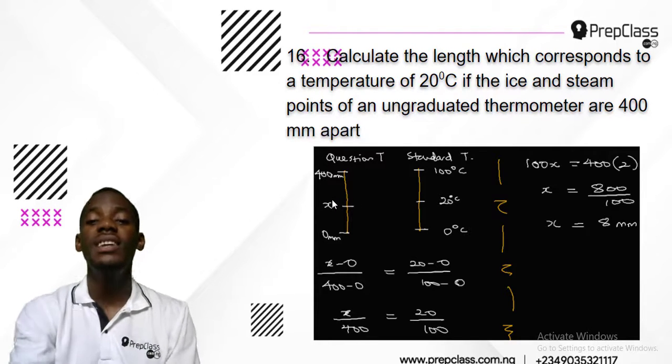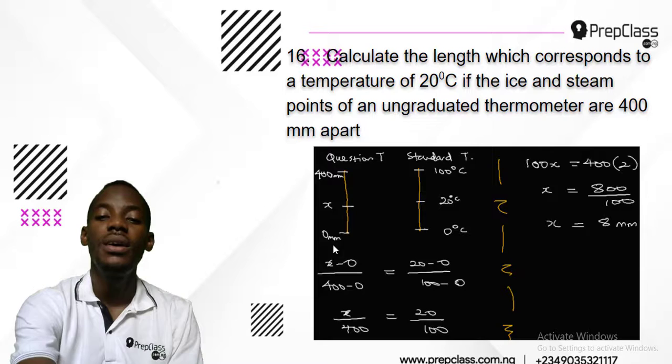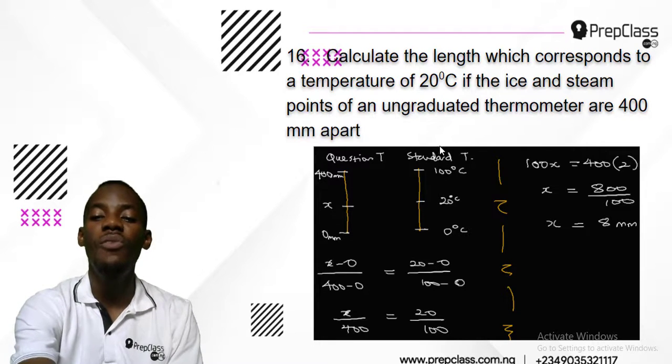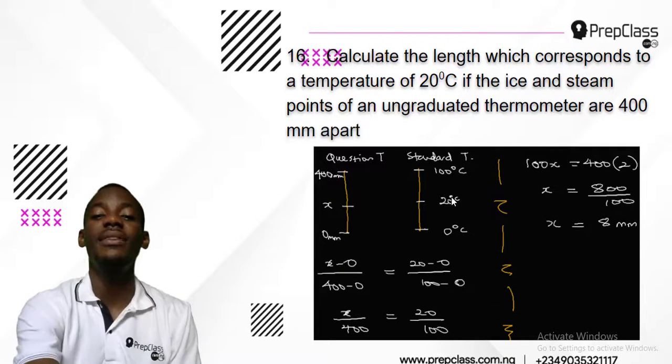So how do we do it? This is the way to set up any question on thermometer. They will always give you the maximum and minimum for the question thermometer. For the standard, they will not give you 0 and 100; you will know that on your own. They will only give you the one in the middle, or say find one of the ones in the middle. So this is how to set it out.